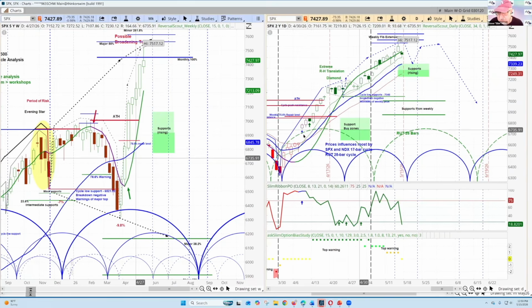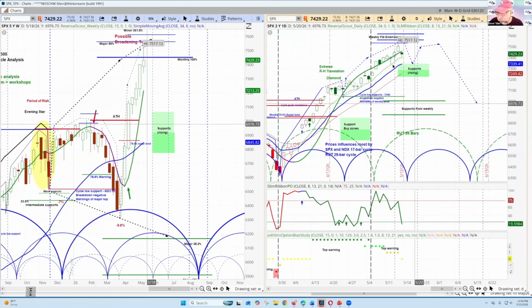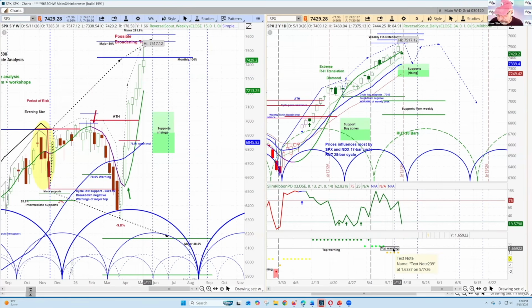Now, that said, slim ribbon, I'm sorry, the reversal scout, super positive. No downturns in here whatsoever. I'll show you one other chart. Here you see on the bottom, the option bias indicator turns orange. That starts to tell you that you're likely to top fairly soon because it is at an extreme level. You still see this is green.